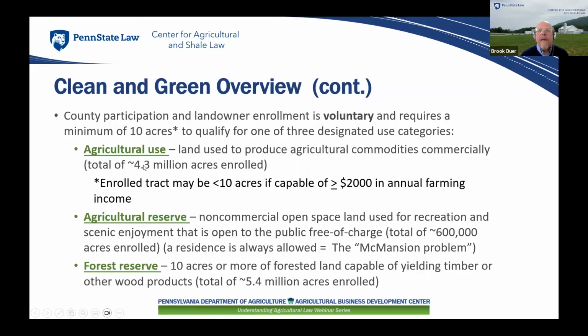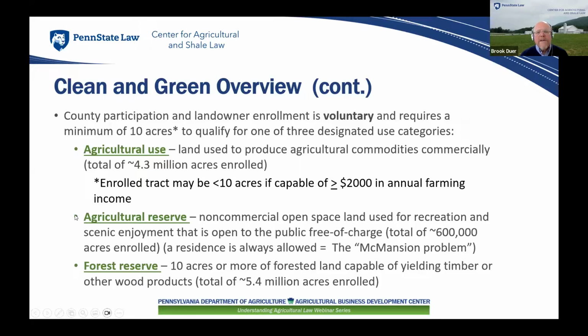There's about a total of something in the neighborhood of 4.3 million acres enrolled in the ag use category. Although, if you look down here, Forest Reserve has more enrolled acres. Ag use is really where a lot of the attention gets paid, but Forest Reserve is very vital to the forest landowners of this state also. Forest Reserve again requires the 10 acres, and doesn't have any exception for an income threshold. And then you have agricultural reserve.